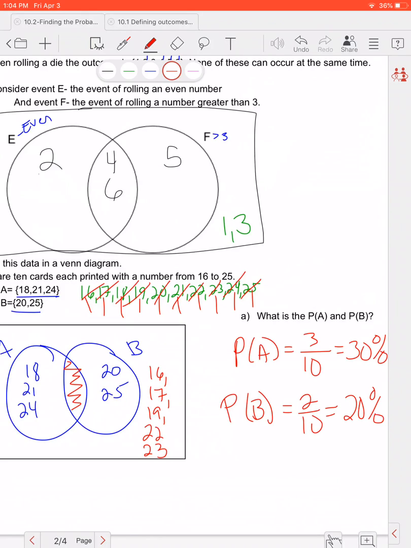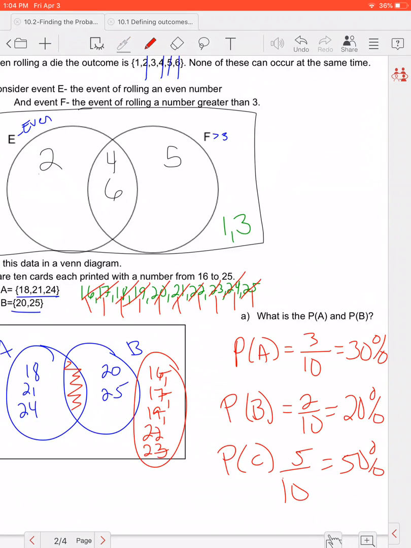Now, if I said, what's maybe the probability of C, and C is everything outside here, that would be out of 10, 1, 2, 3, 4, 5 numbers, which would be 50%. Now, conveniently, if I add all these up, 30 plus 20 plus 50, that's 100%. Like they said in the video, we need to make sure all of our probabilities add up to 100%. But technically, we didn't have to find this one. So just know if you only find parts of the percentages, it's not going to add up to 100 like that, okay?